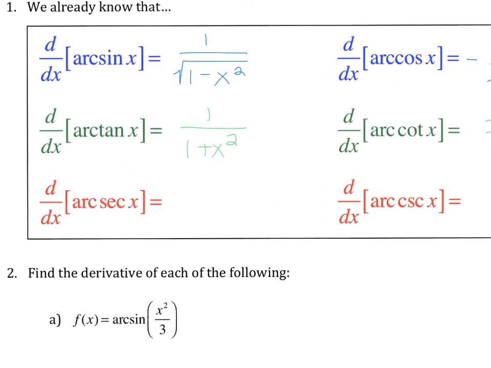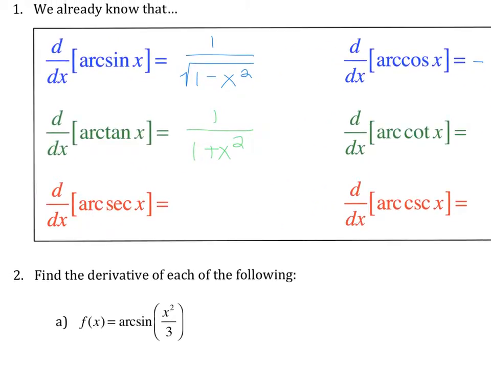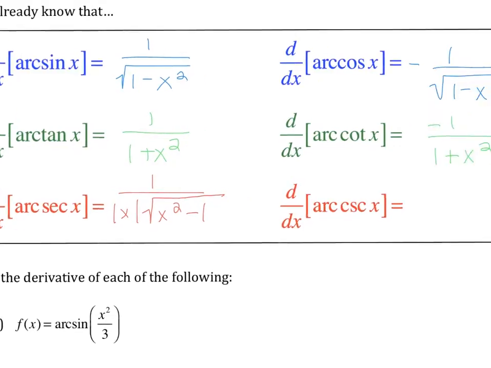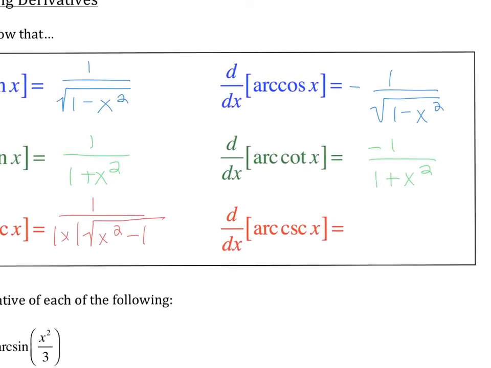And last but not least, the derivative of arc secant will be 1 over the absolute value of x, and then under the radical, x squared minus 1. And then, of course, the derivative of arc cosecant will just be negative 1 over the absolute value of x times the square root of x squared minus 1. Great. So that's what we know already.